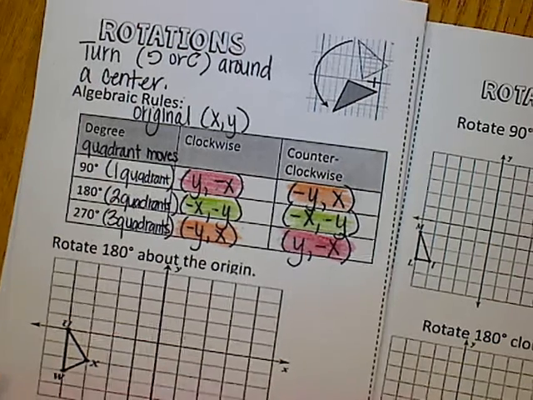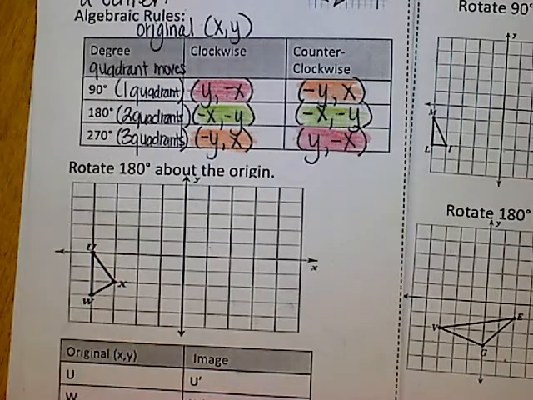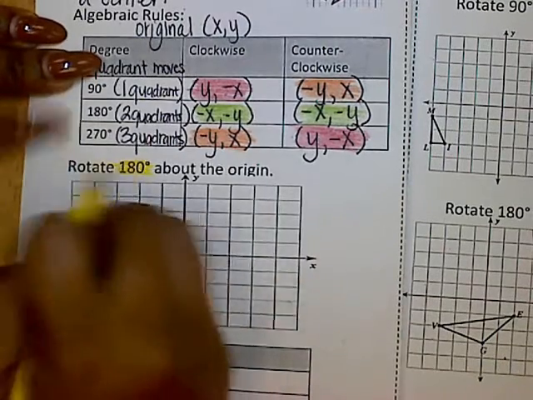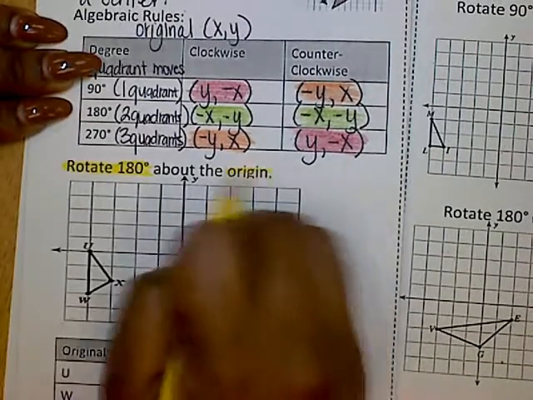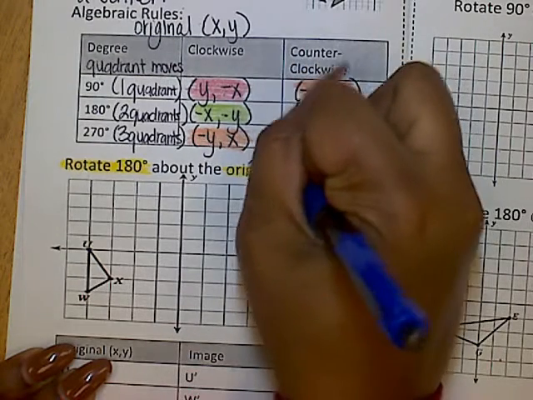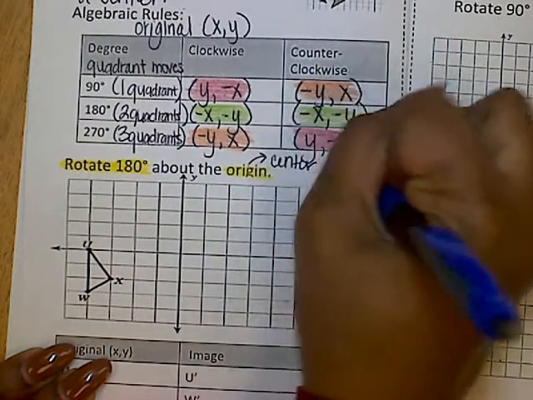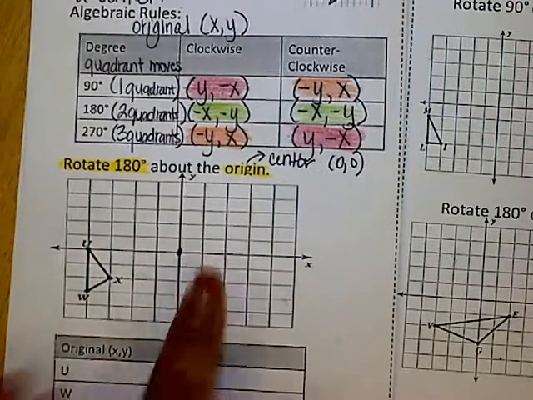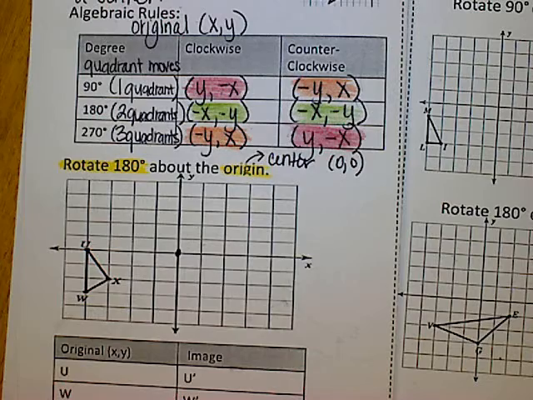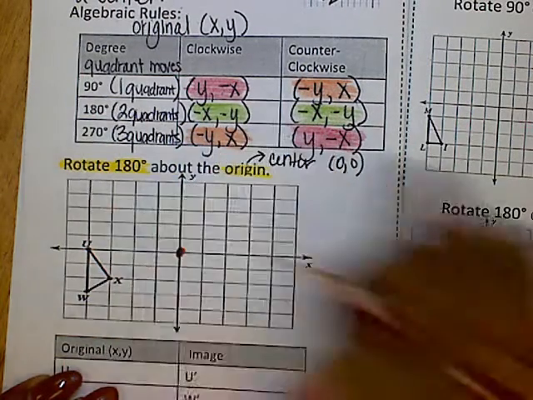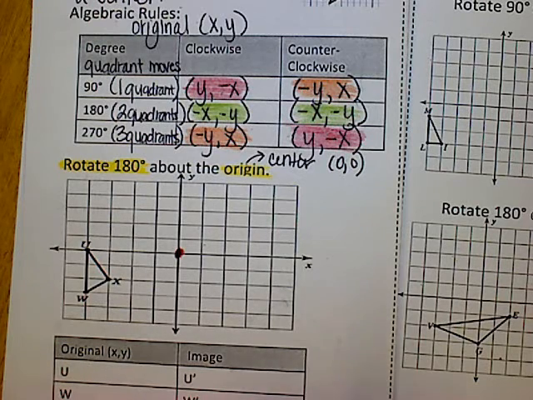So we're going to practice rotating 180 degrees about the origin. 180 degrees is what we're rotating, and the origin is our center, and therefore it is 0, 0. So this is what we're rotating around. That's our center of rotation, and I'll make that red. It's not an actual point of our shape, but it's just what we rotate around.